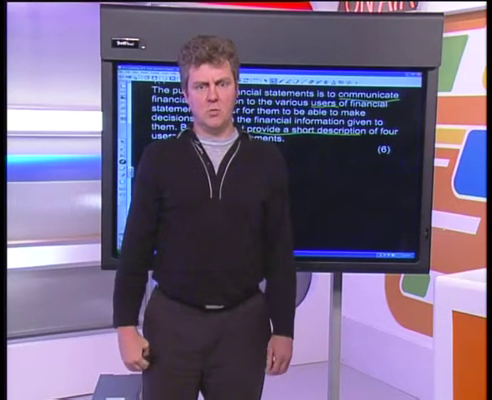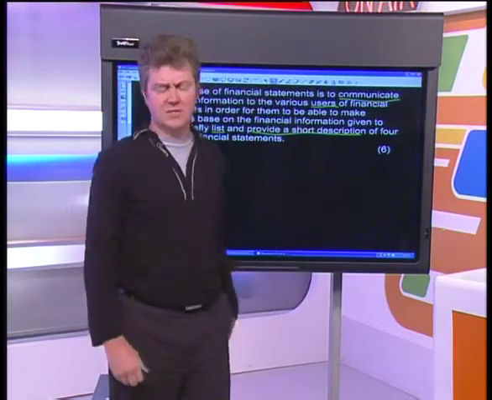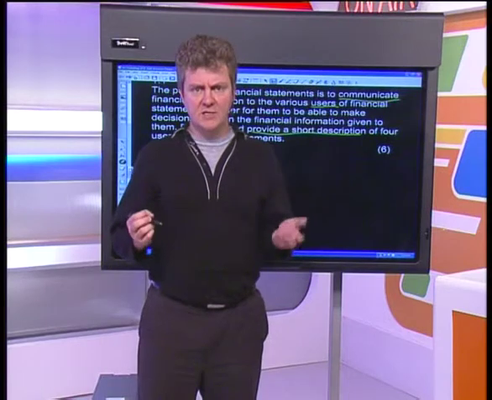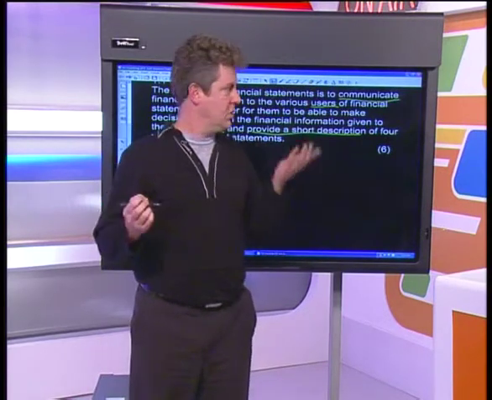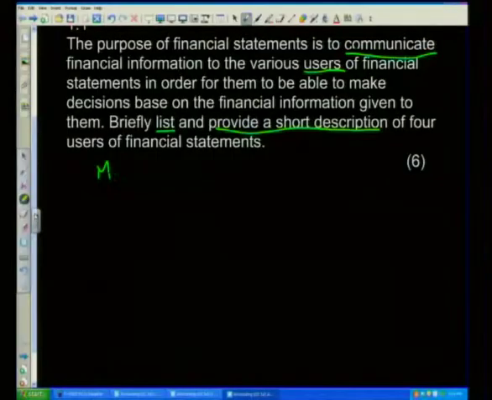Very, very important in a question like this: read the instructions carefully. You're going to be asked for 4 financial users, and it also requires you to provide a short description of each one. So who can you think of? Who do we need to be able to use the financial statements? Well, the first important one is usually going to be the management team of a business.